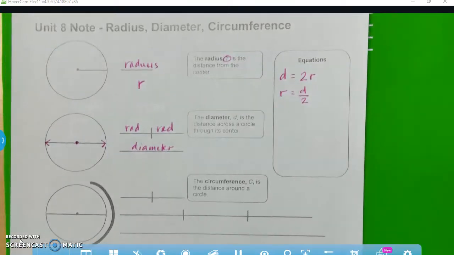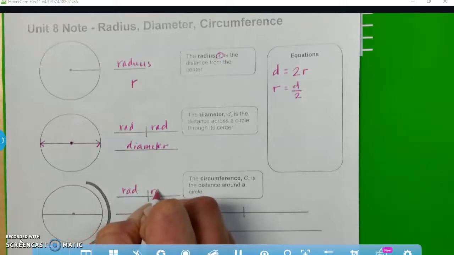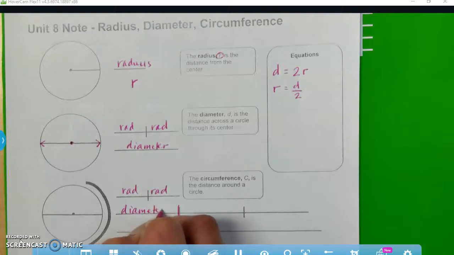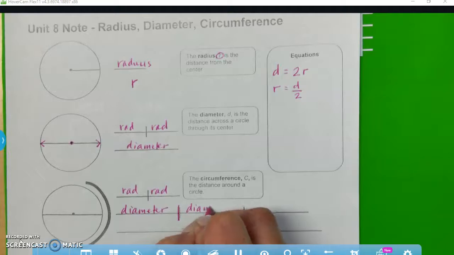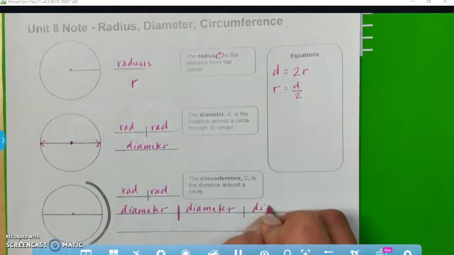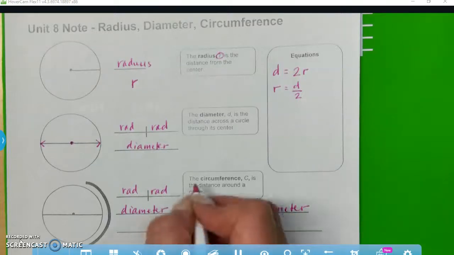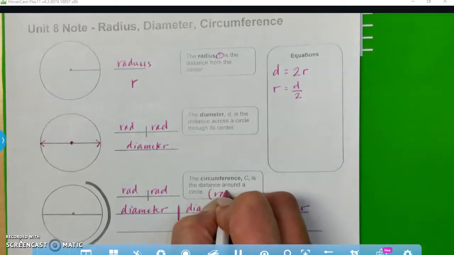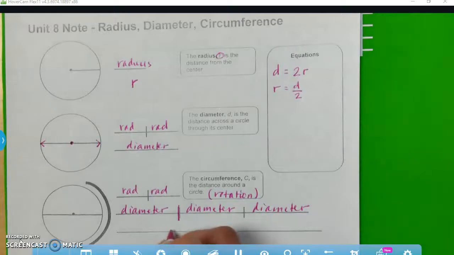All right, so next one is circumference. Just like before, radius and radius make one measure of diameter, and it takes 3 measures of diameter. Again, it's approximate. Circumference is the distance around the circle. So this is the rotation around the circle, and this is our circumference.